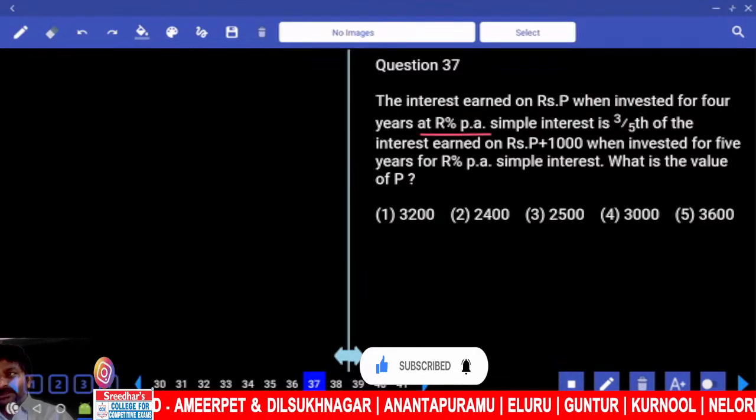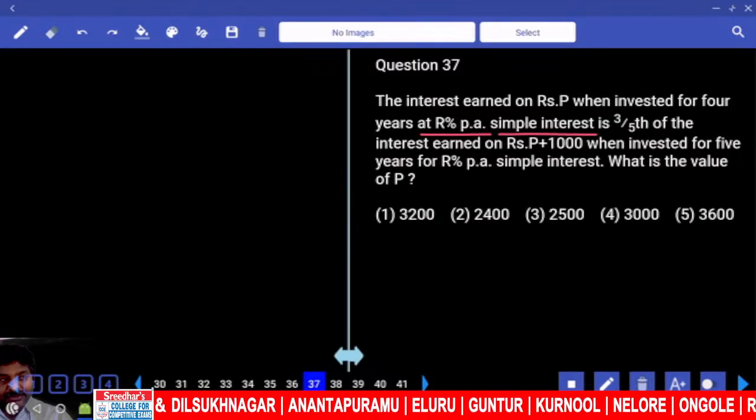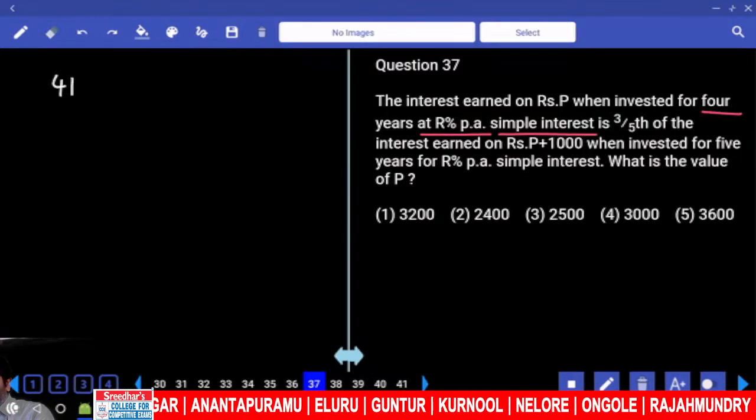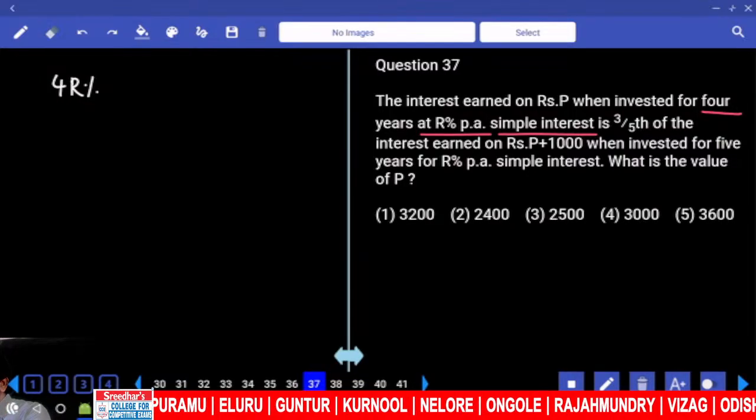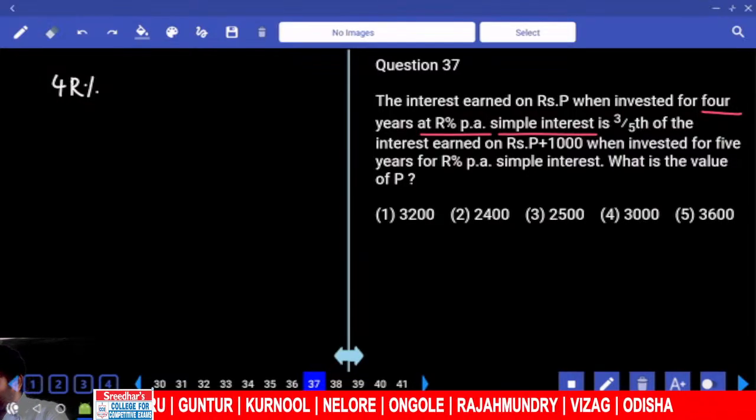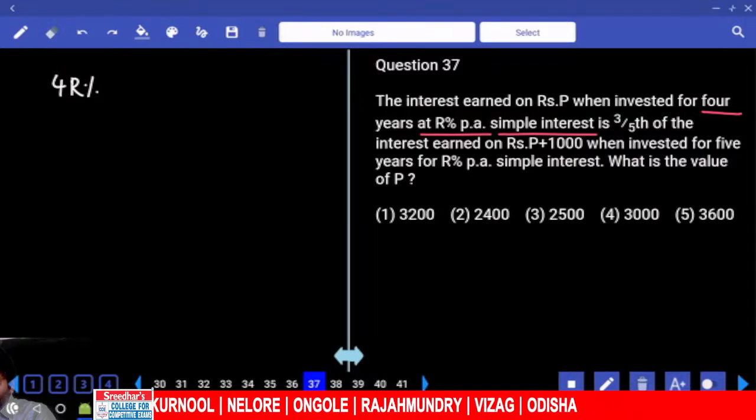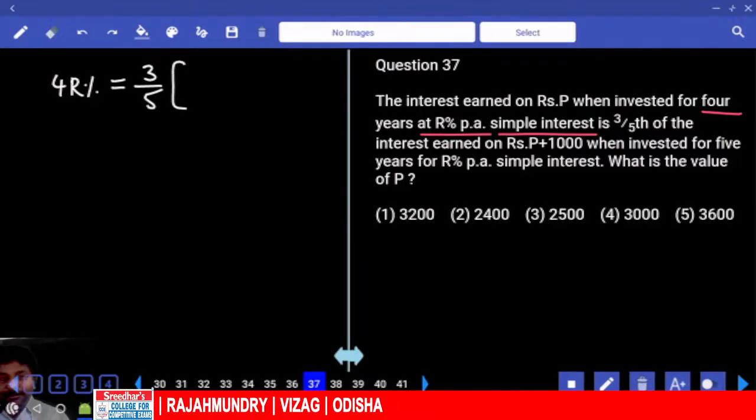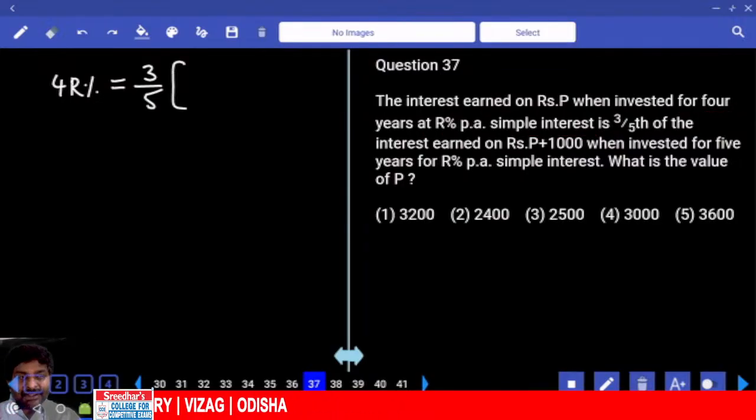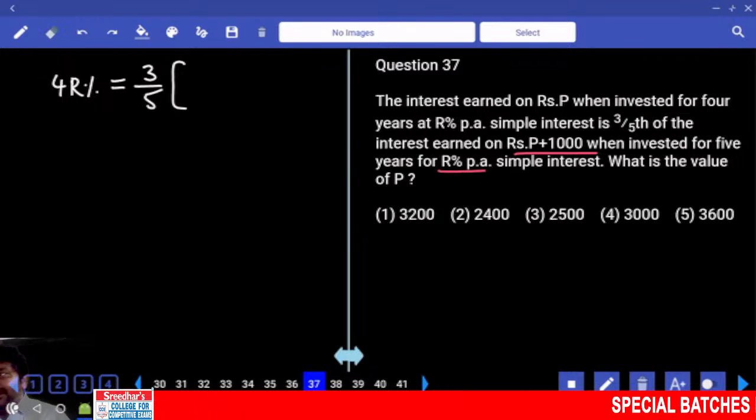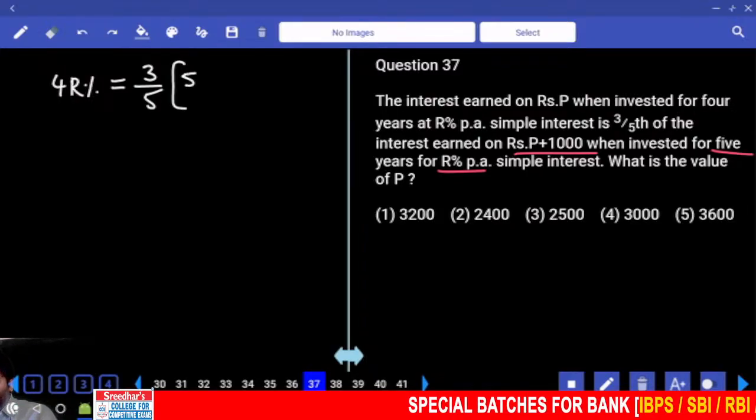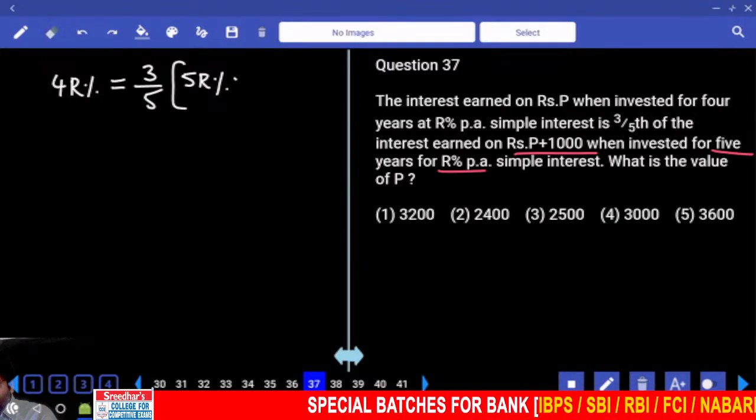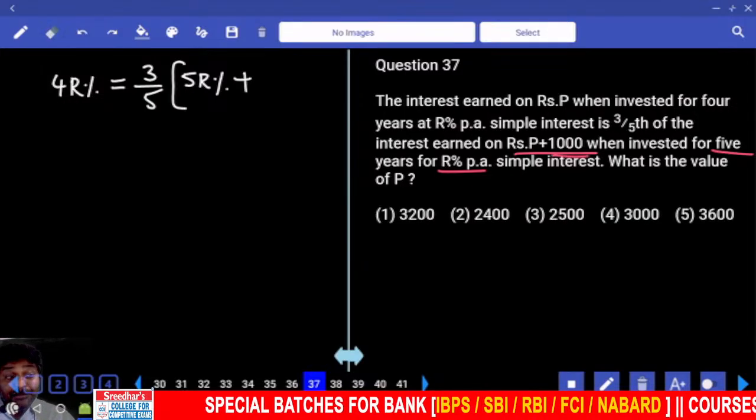At the rate of R% per annum, simple interest for 4 years will be 4R percentage calculated on 100%, that will be 4R% only. Am I right? This is equal to 3/5 of interest obtained from the second part, where the second part principal is 100% plus 1000. That is also calculated at R% per annum for 5 years, that will be 5R percentage plus 5R% of 1000.